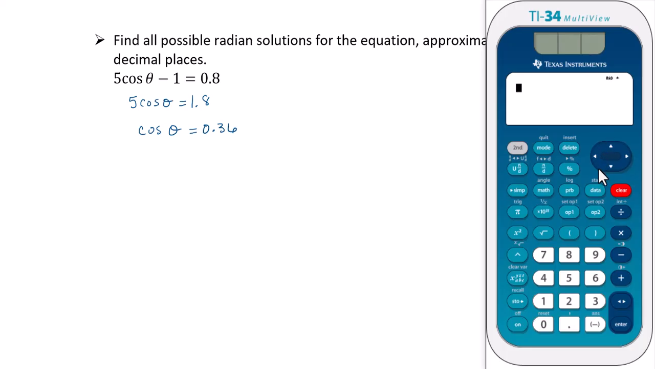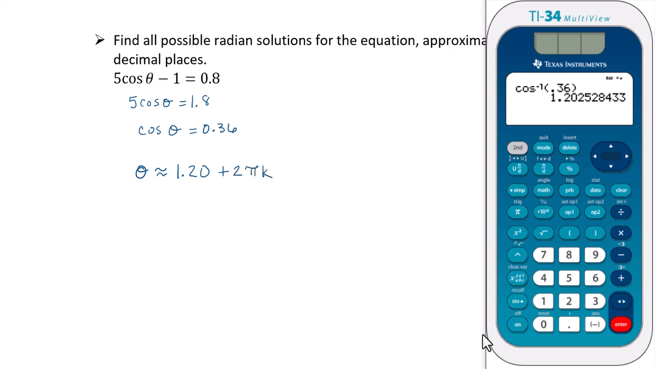Now, this is not one of our special values, so we'll want to make sure that we grab our calculator. In radian mode, we'll go into the trig menu and use the inverse cosine, entering 0.36, and we have about 1.20 radians. Okay, so theta is approximately equal to 1.20 radians.